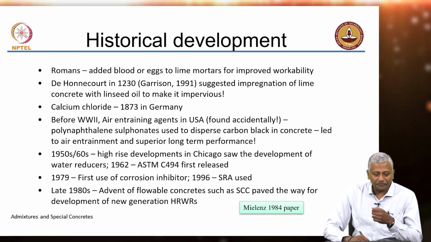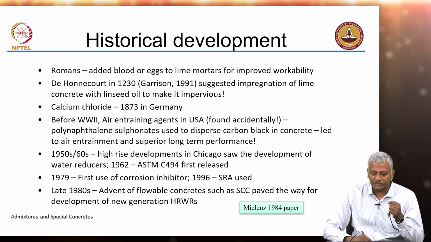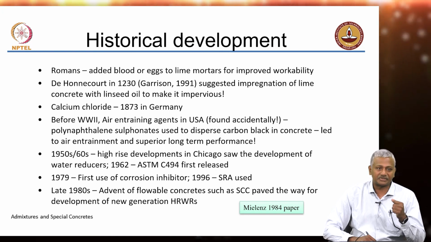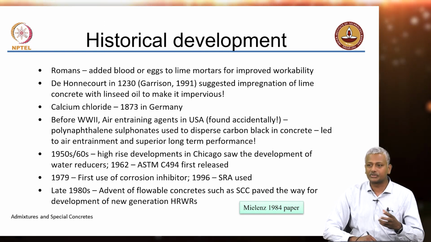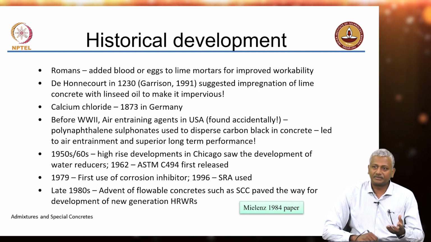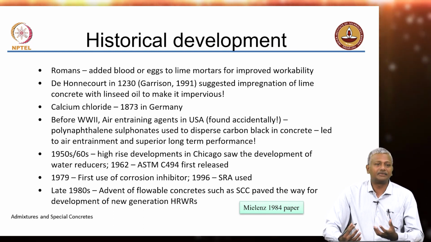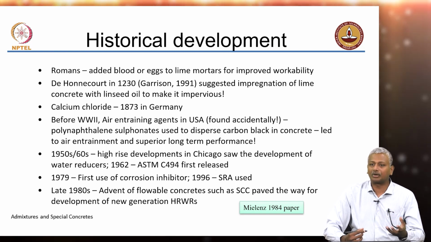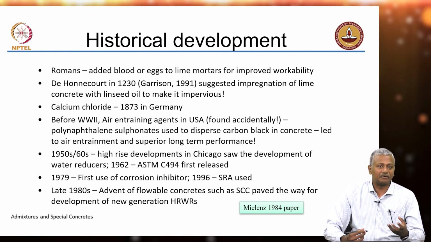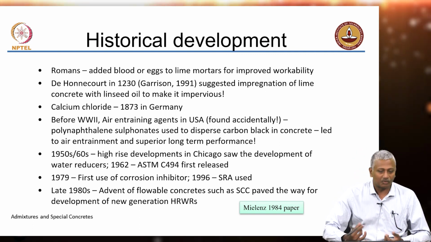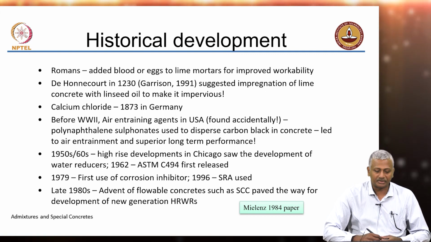In 1230, you have D'Oncourt, who suggested impregnation of lime concrete with linseed oil to make it impervious. It's probably one of the first documented uses of a waterproofing agent, right? Linseed oil is of course, most oils are water repelling. They don't mix with water. So if you impregnate concrete with this kind of wax or an oil, it's not going to allow water to come in. So that's probably one of the first uses of waterproofing agent.